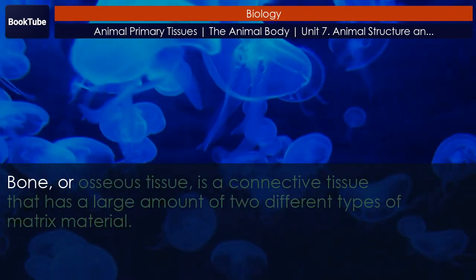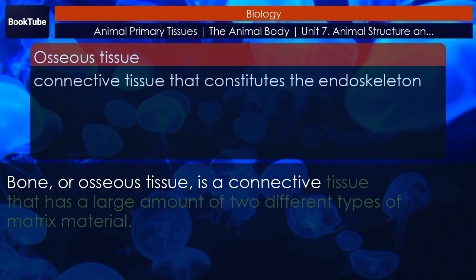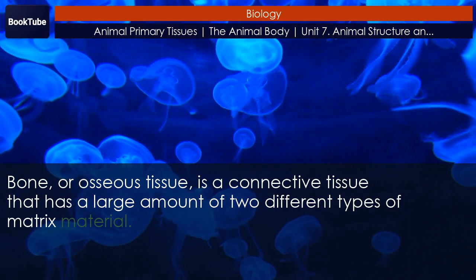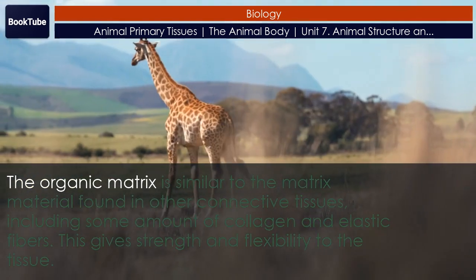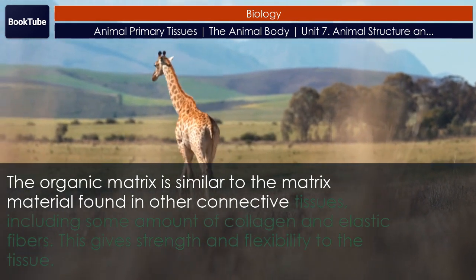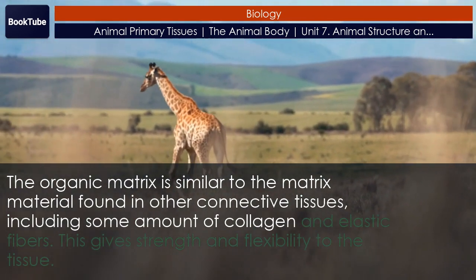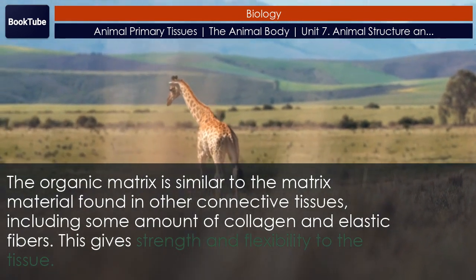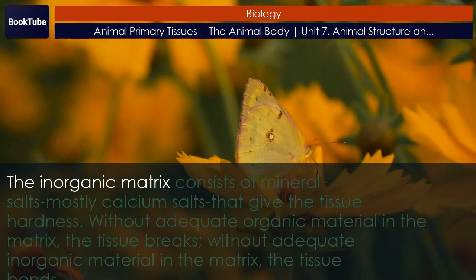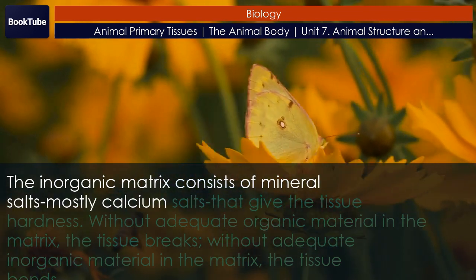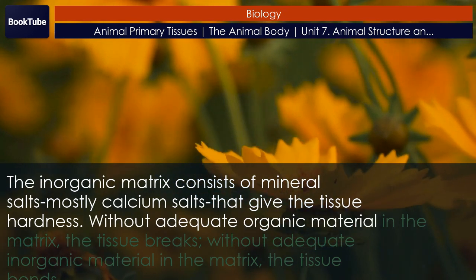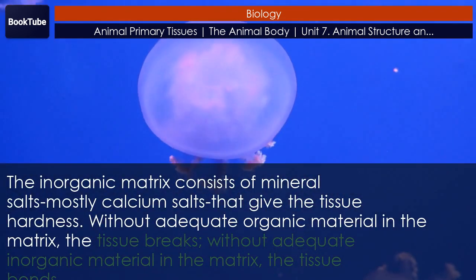Bone, or osseous tissue, is a connective tissue that has a large amount of two different types of matrix material. The organic matrix is similar to the matrix material found in other connective tissues, including some amount of collagen and elastic fibers. This gives strength and flexibility to the tissue. The inorganic matrix consists of mineral salts, mostly calcium salts, that give the tissue hardness. Without adequate organic material in the matrix, the tissue breaks.